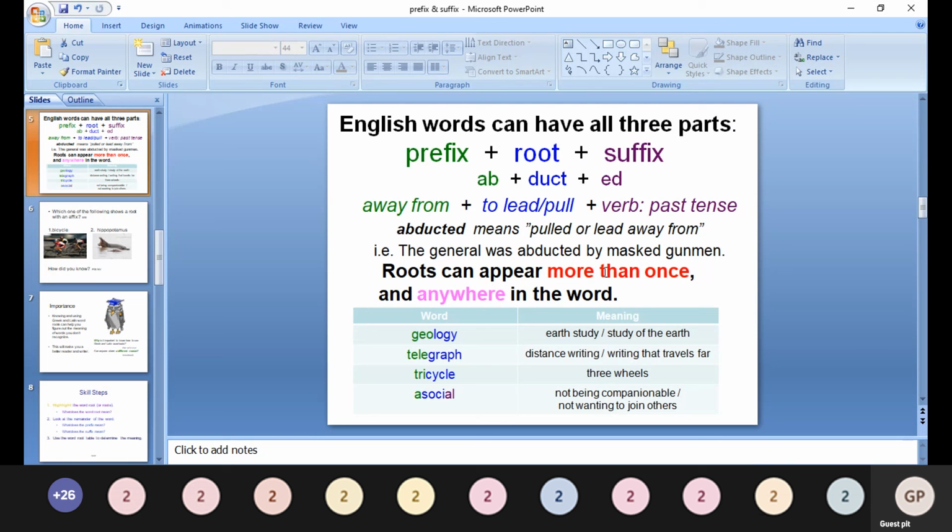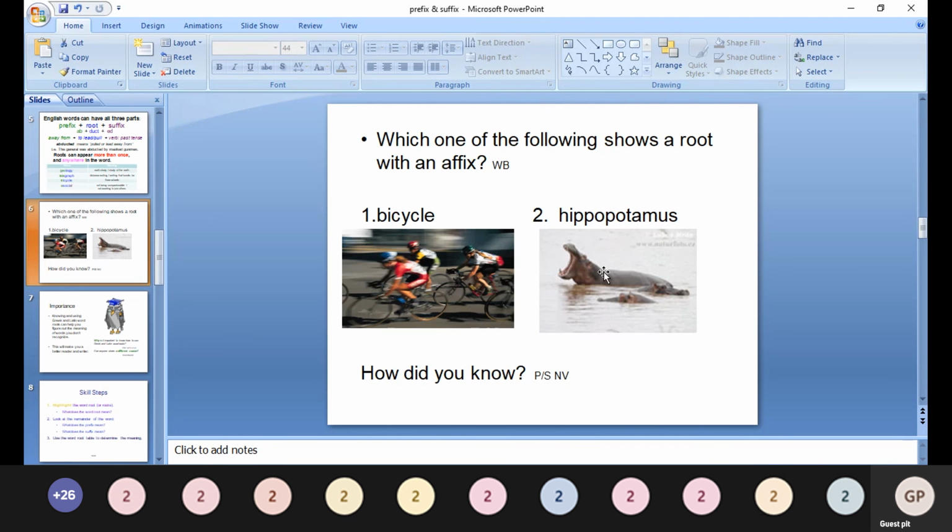Asocial, okay, not companionable, asocial. Now which one of the following shows a root with an affix? Bicycle. Okay, bicycle. Hippopotamus. You see, the affixes are added.